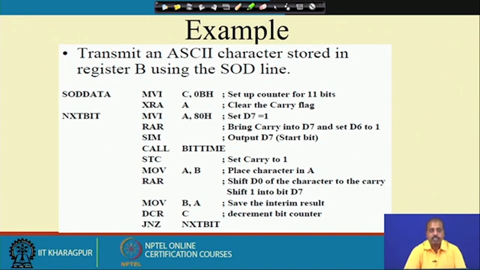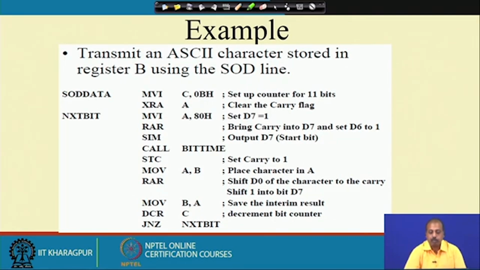Then the next instruction is XRA A. So, this is XOR accumulator with accumulator register. If you XOR the accumulator with itself, the content will become 0. So, the accumulator content will become 0 and the carry flag will also be cleared.